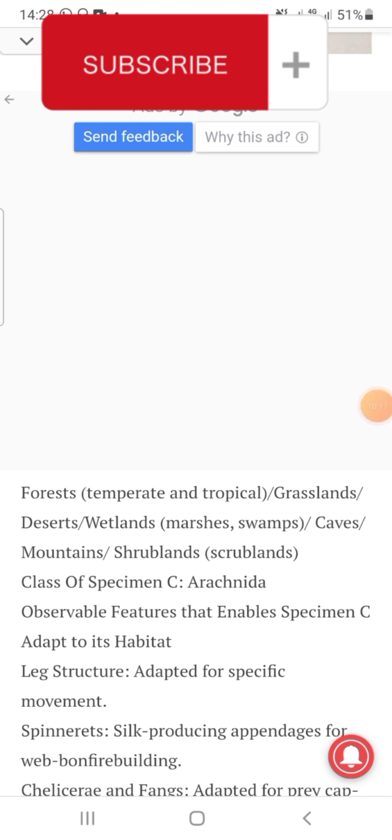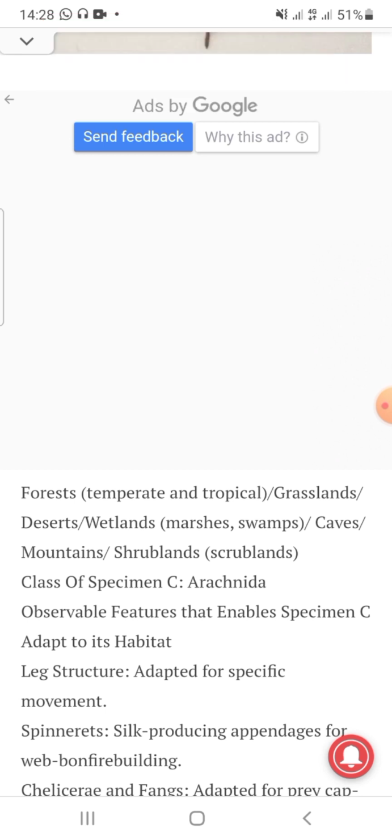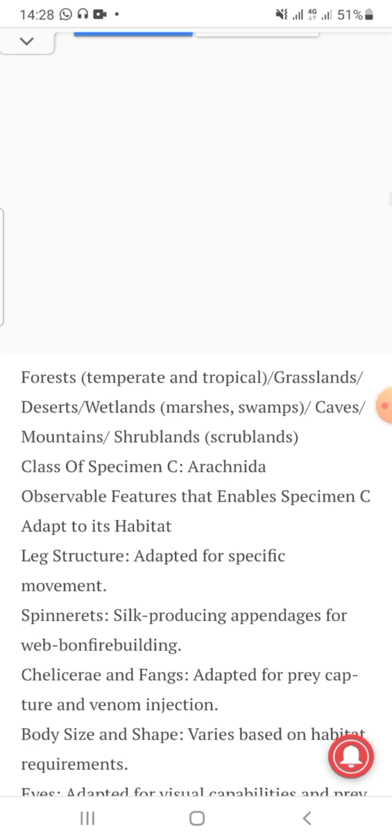So let's look at the habitat of specimen C. Forest, in bracket, temperate and tropical. Grasslands, deserts, wetlands, in bracket, marshes, swamps. Caves, mountain, shrublands. Let's look at the class of specimen C, Arachnida. So class Arachnida. Let's look at the observable features that enable specimen C to adapt to its habitat.